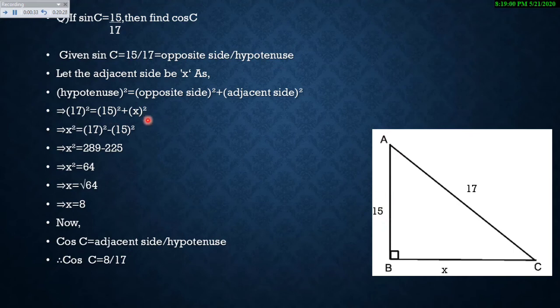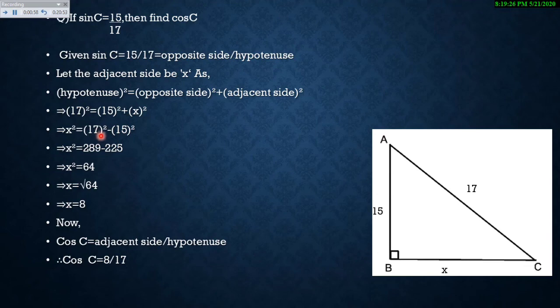So 15 square plus x square. By Pythagoras theorem, we get hypotenuse square equals to opposite side square plus adjacent square. So 17 square equals to 15 square plus x square. So now we have to find just x square. So we send this 15 square to the LHS. So x square equals to 17 square minus 15 square.